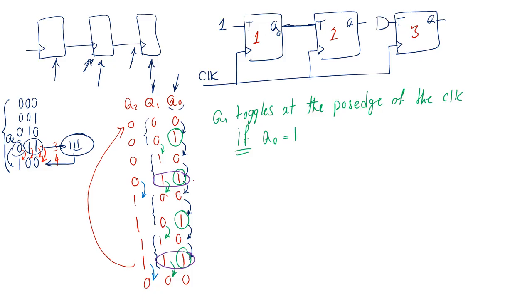So when Q1 is 1 and Q0 is 1, I'm going to get Q2 change. And you can continue this process.